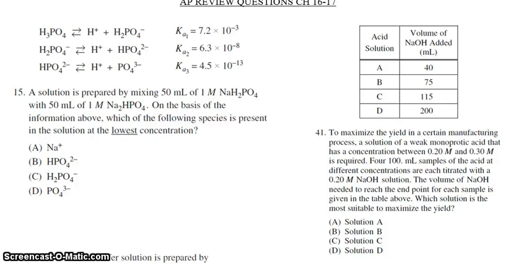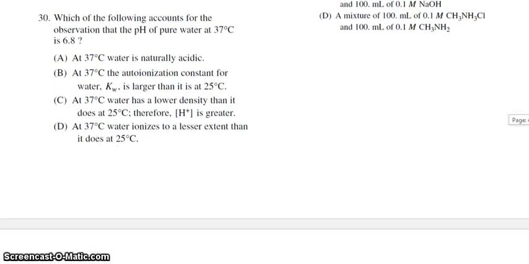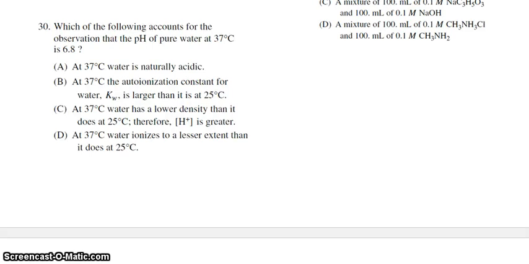All right, let's go to the last one, which is the most confusing of all. Which of the following accounts, this is number 30, for the fact or observation that pH of pure water at 37 degrees Celsius is 6.8. Now we know that pH of pure water should be 7.0, but that's at 25 degrees Celsius.